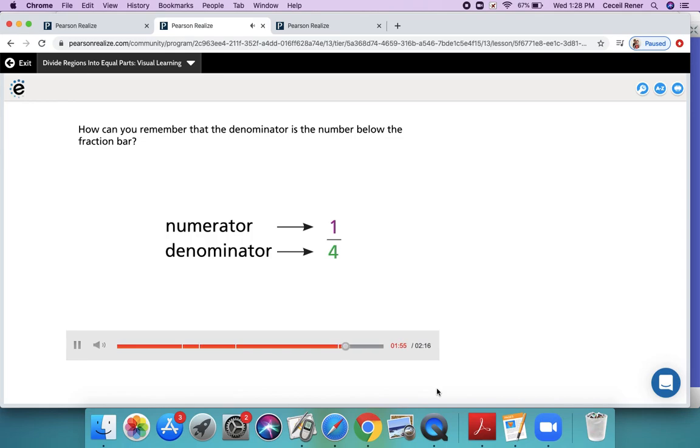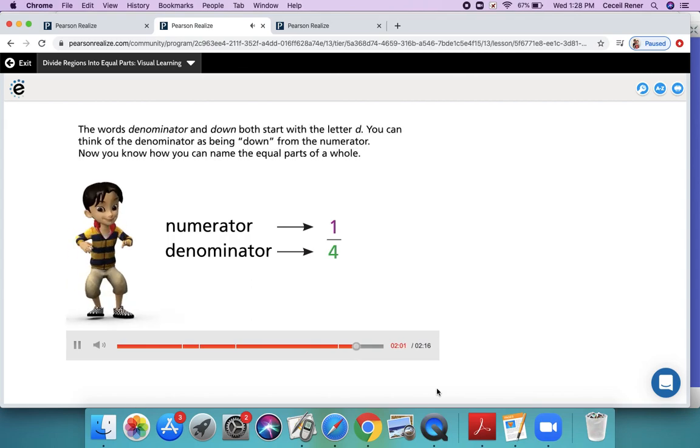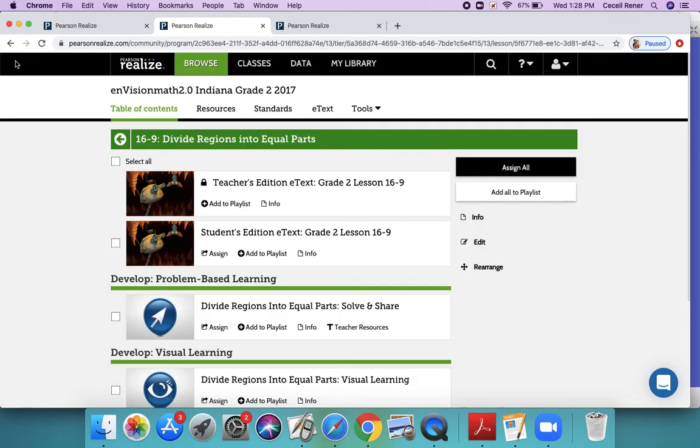How can you remember that the denominator is the number below the fraction bar? The words denominator and down both start with the letter D. You can think of the denominator as being down from the numerator. Now you know how you can name the equal parts of a whole. Okay, there we go. That's how we name the equal parts of a whole. Very good.